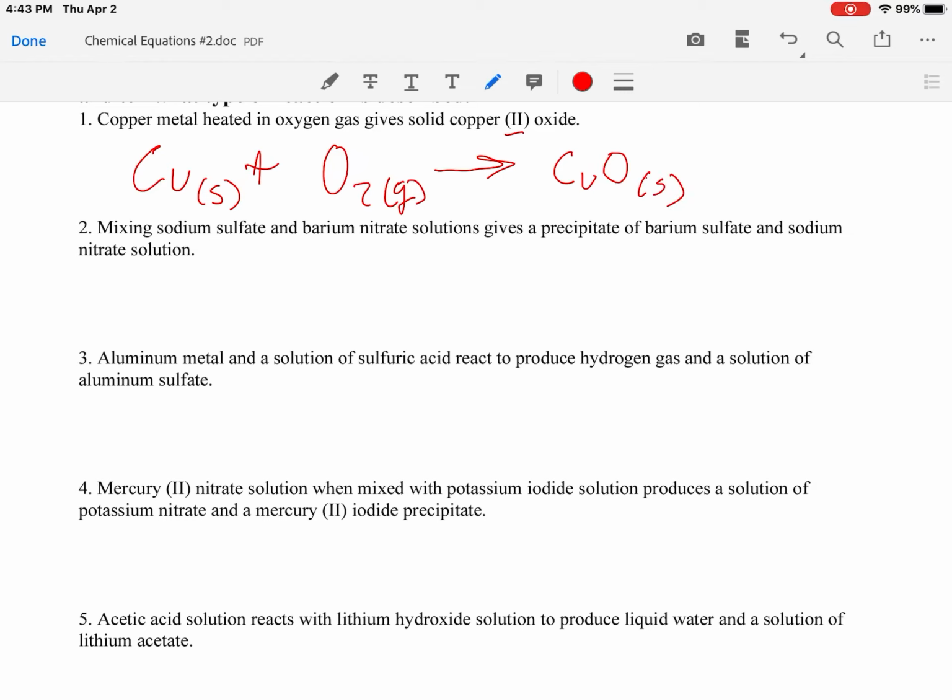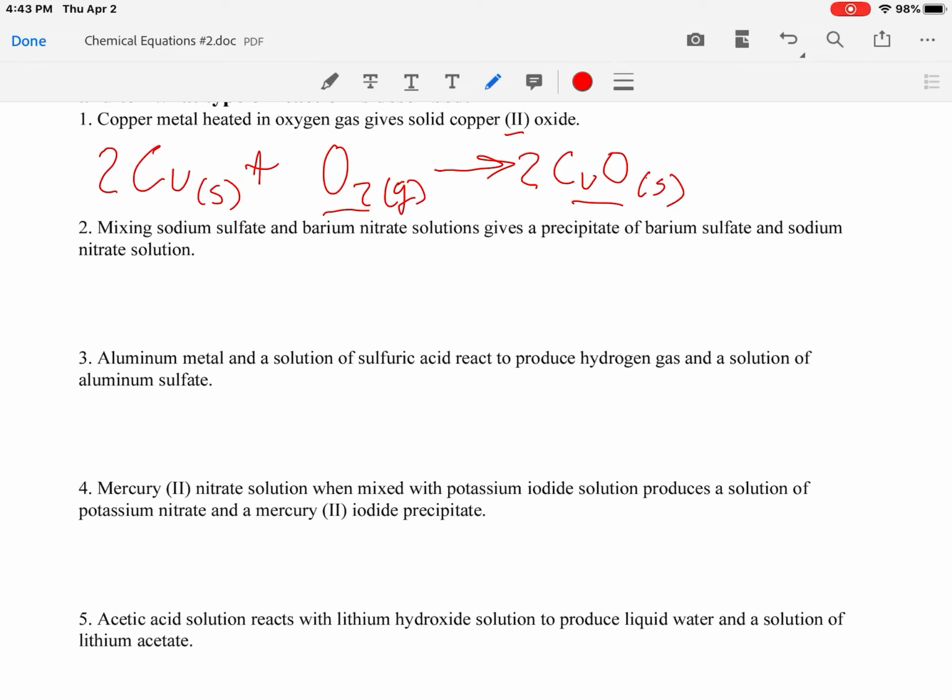So when we go to balance this one, let's see, we've got 2 oxygens on the reactant side, only 1 oxygen on the product side. So the way to fix that, of course, is to put a 2 out in front, a coefficient. And that gives us 2 coppers on the product side. So to get 2 coppers on the reactant side, we put a 2 over there.